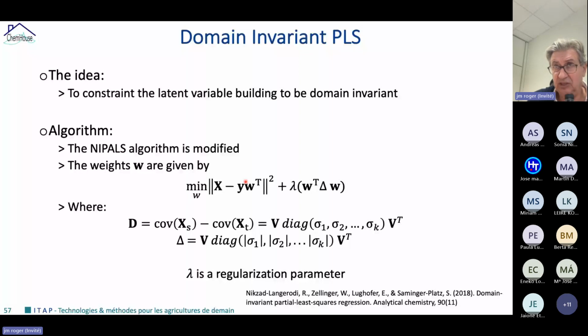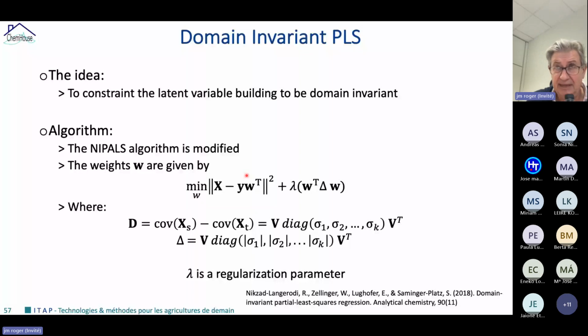We are searching, at each step of the NIPALS for each latent variable of the PLS, for the weight W in order to minimize this quantity, the norm of X minus YW transpose. This is, in fact, the error of prediction.